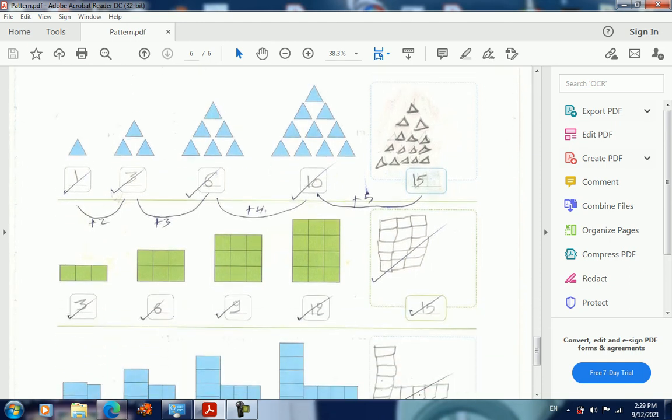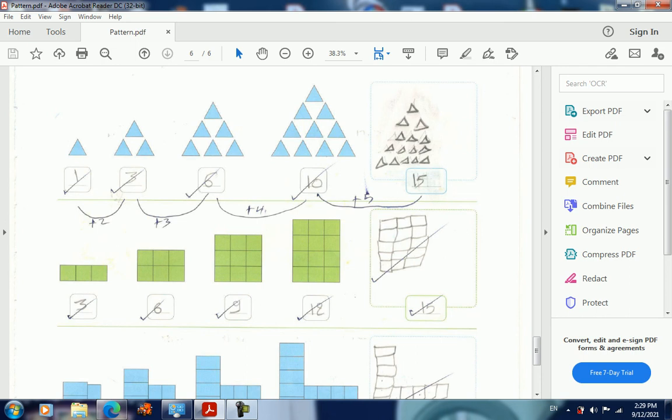And then for the triangles, we got just 1 for the first pattern, then 3 triangles, then after that 6 triangles, then after that 10 triangles. So what can we discover? The 1 became 3 by adding 2, and the 3 became 6 by adding 3, and the 6 became 10 by adding 4. So what's the rule? We are going to add 5 this time. So 10 plus 5 is 15, and we're going to draw 15 triangles.